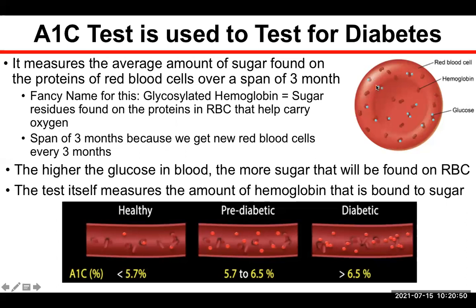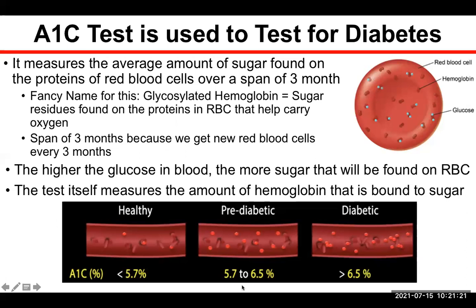Now, basically, the higher amount of glucose that's in the blood, the more sugar that is going to be bound or found on the hemoglobin of the red blood cells. And so when doctors or technicians are running this test, they're looking for the percentage of glucose that's found on the cell. Here, anything below 5.7% is considered healthy. Between 5.7 and 6.5% is pre-diabetic.